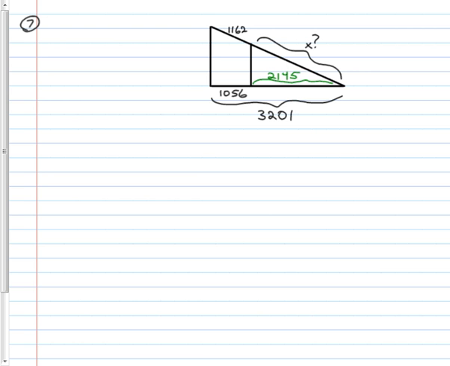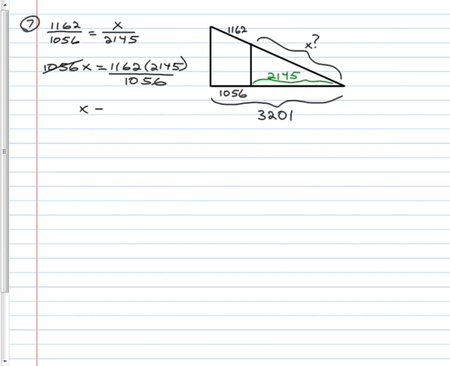2145. Okay, so let's say I start with 1162. What can I do with that? Over 1056 equals X. 2145. So 1056 times X must equal 1162 times 2145. Divide by my 1056 to isolate my X, round to the nearest tenth. Point 3. 2360.3 feet. Oh, too far to go to the mall. Guess we can't go.